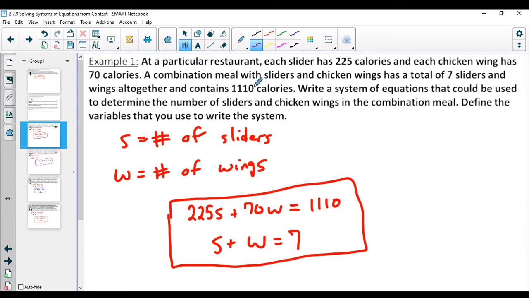So I have a total of 1,110 calories, and the combination of that is going to be 225 times the number of sliders, right? If there's 225 calories per slider, then I would simply times 225 by however many sliders I have to figure out how many calories I ate. And same thing with the wings. If wings are 70 calories a piece, I would simply times 70 by how many wings I had to figure out how many calories I ate in wings. And when I put all of that together, I should get the total 1,110 calories.